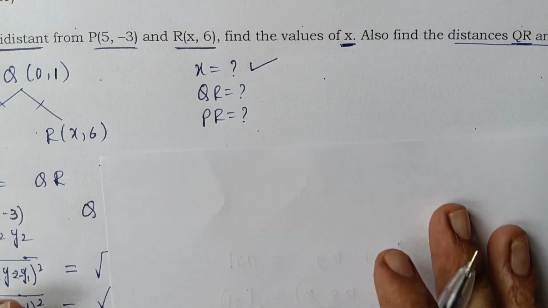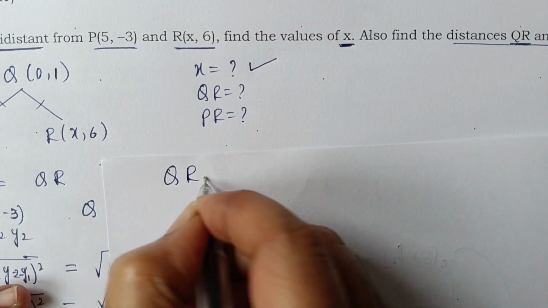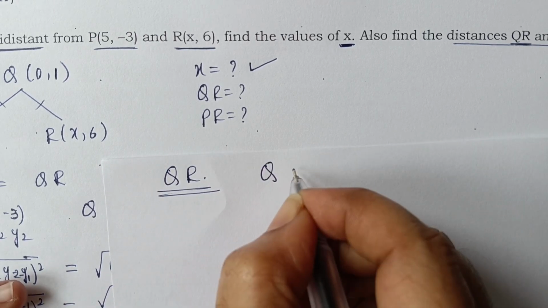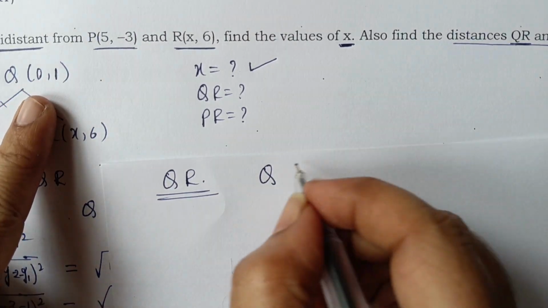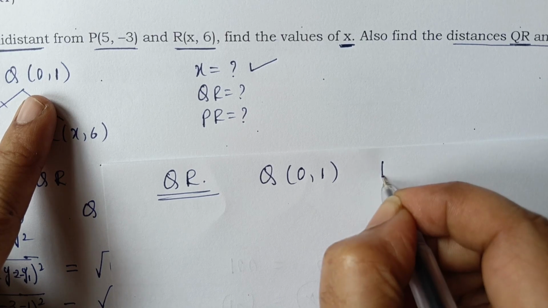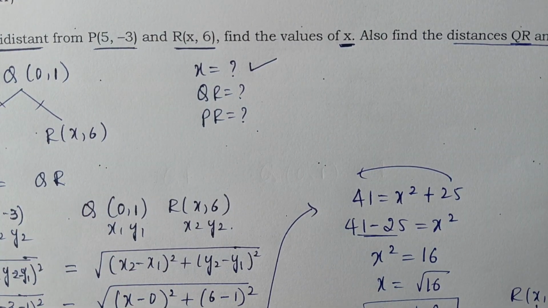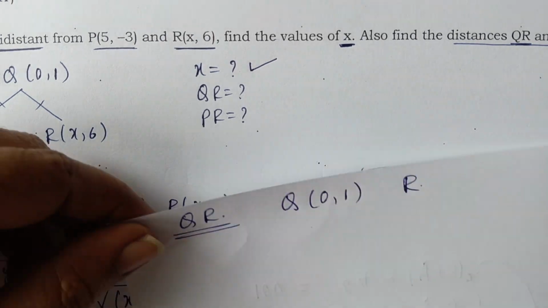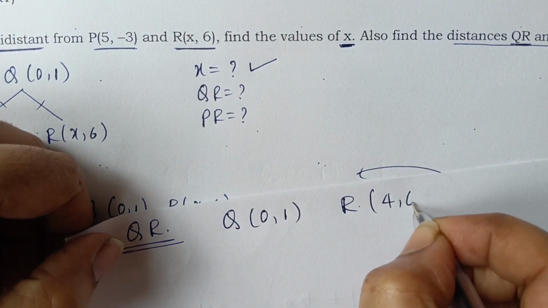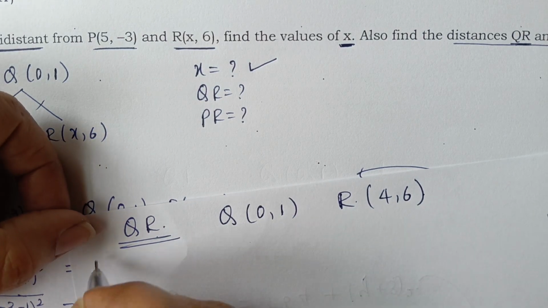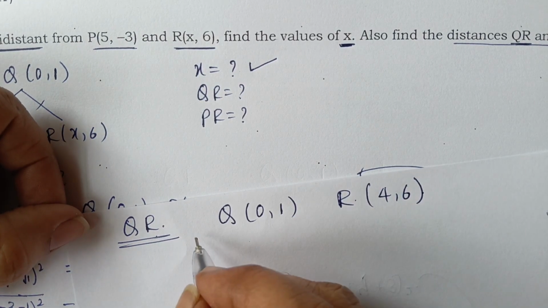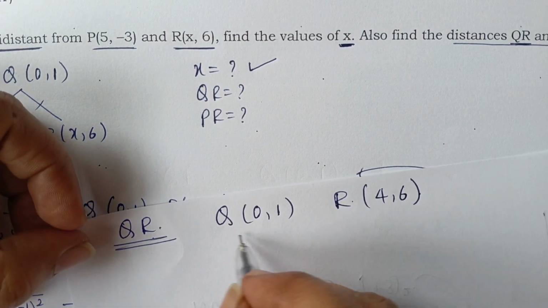We need to find out the QR length. QR has to be found out. So what is Q here? 0, 1, right, 0, 1. And R, we have to take both the cases: 4, 6 is one case, and minus 4, 6. So let's take 4, 6. This is when R is equal to x is equal to plus 4 condition.